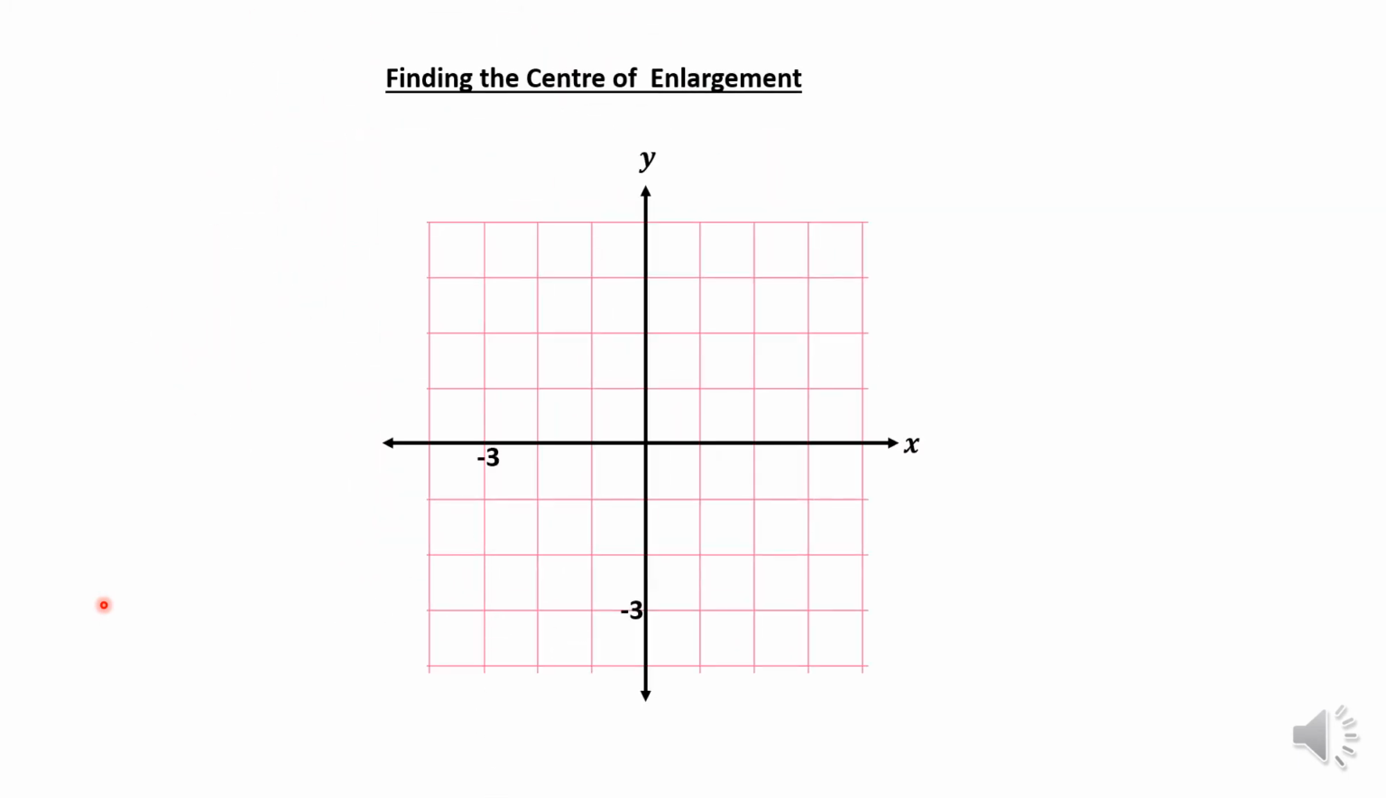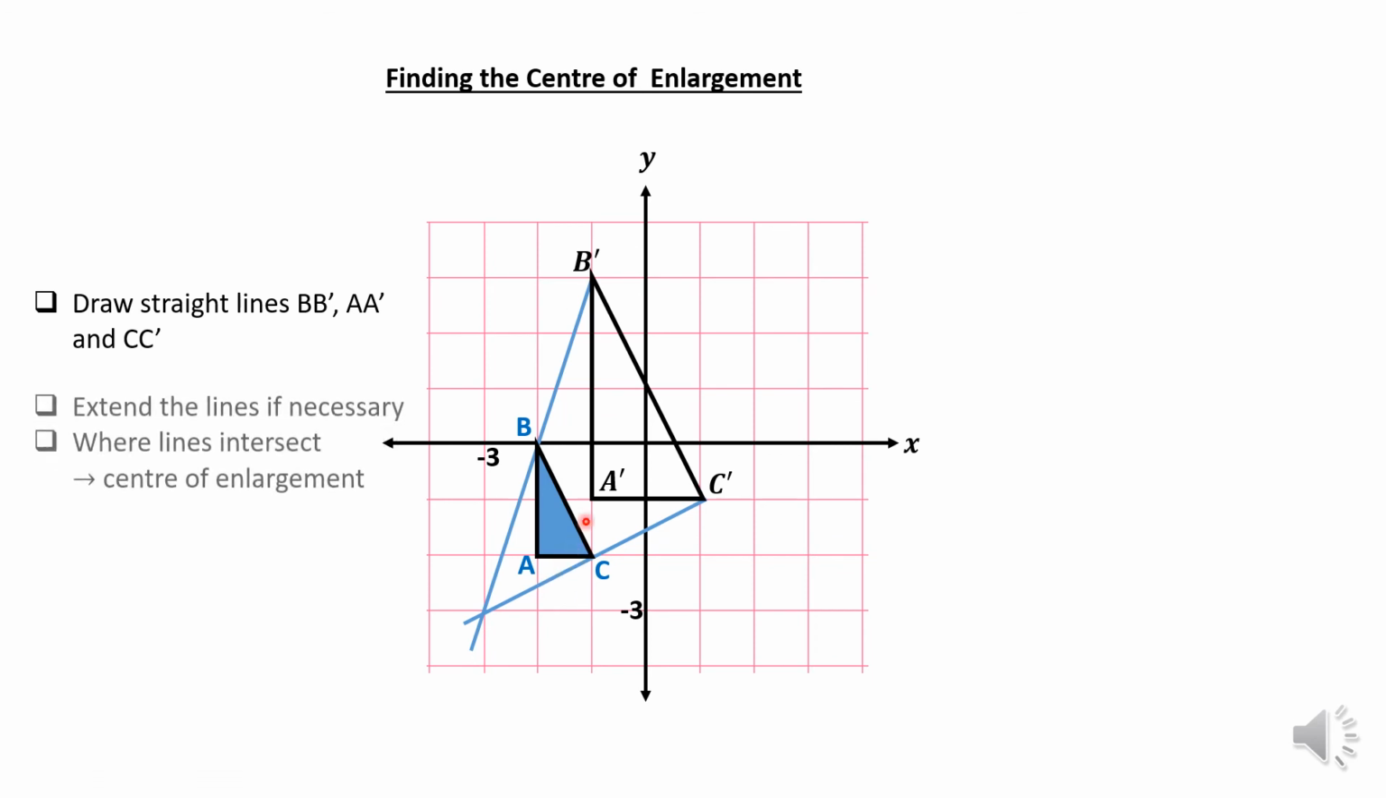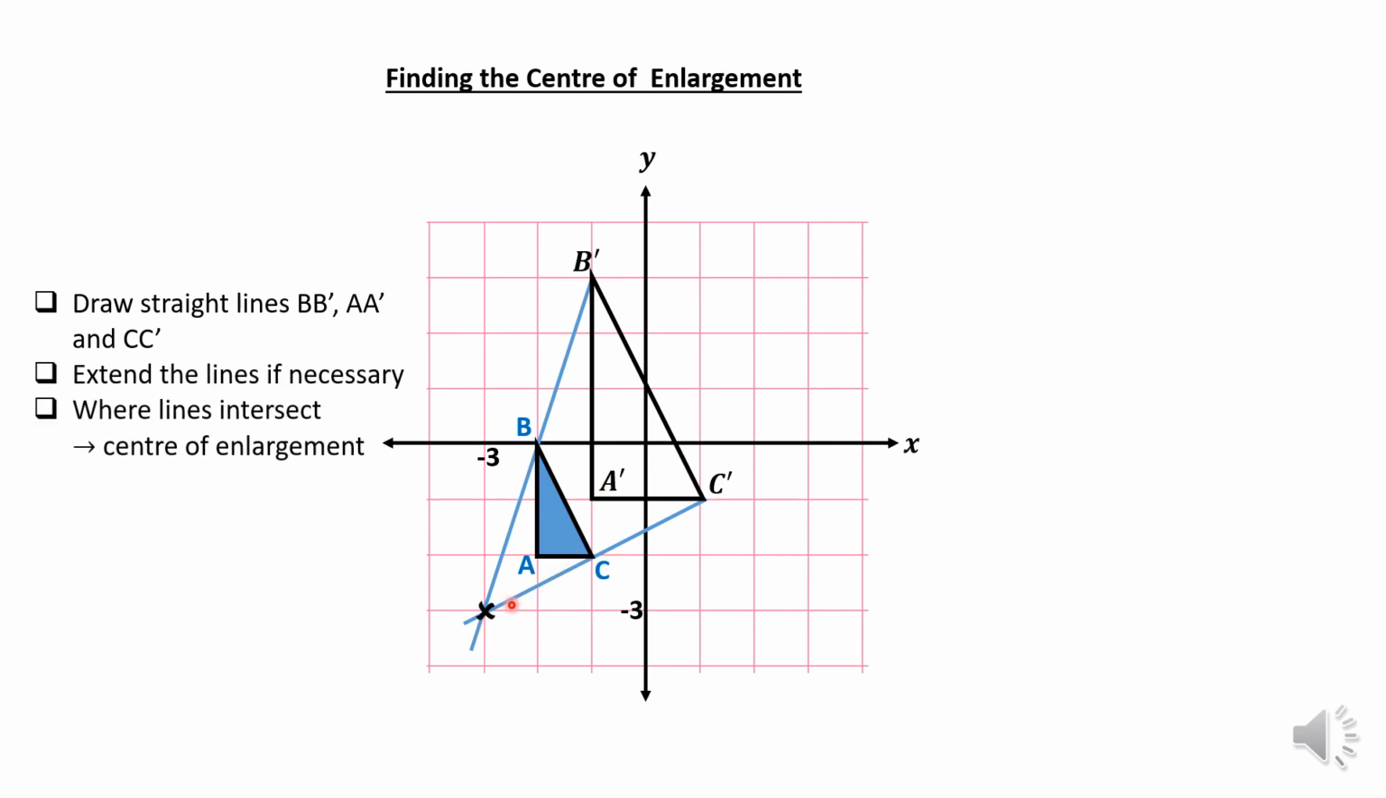So that brings me to, let us quickly do a quick revision, how to find the center of enlargement. So I have got here 2 triangles. Here's the object and this is the image. So again, you draw straight lines from B dash to B, you draw from C to C. 2 is enough. All right, you extend those lines where they meet, that is the center. And then you give that particular coordinate point, like what I've done here, the point -3, -3.